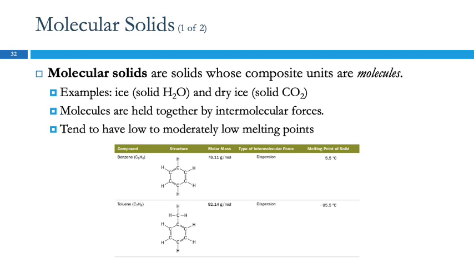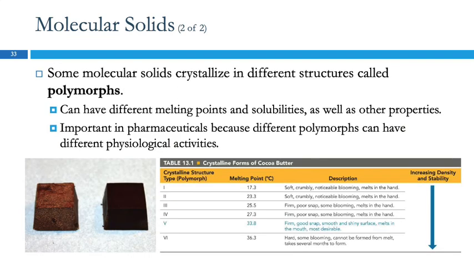So, info about molecular solids. Some molecular solids can crystallize in different structures. So made up of the same molecules, but they went into different types of unit cells. And those are called polymorphs. Those can have different melting points and solubilities compared to each other. And this is really important in pharmaceuticals because different polymorphs often have different physiological activities.